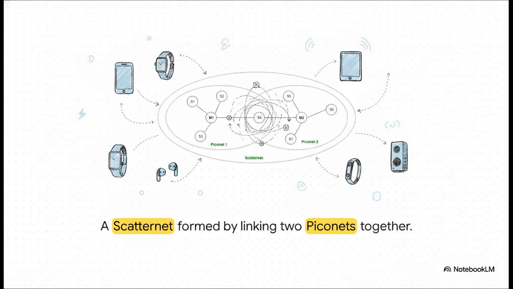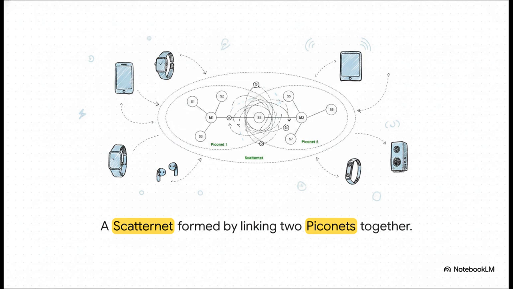This master dictates the timing and the frequency hopping, and this single master can connect with up to 7 active slaves all at the same time. We're talking your smartwatch, your wireless earbuds, maybe a fitness tracker. But here is where it gets really cool. A device can actually be a member of 2 different piconets at once, basically acting as a bridge between them. When you link multiple piconets together like that, they form a physically extensible network known as a scatternet.